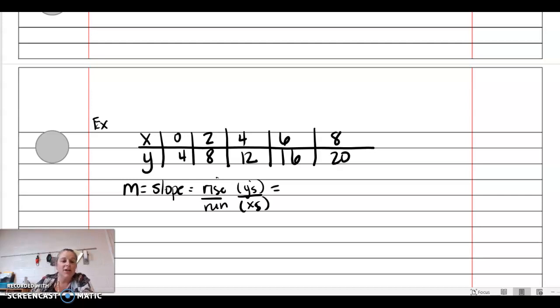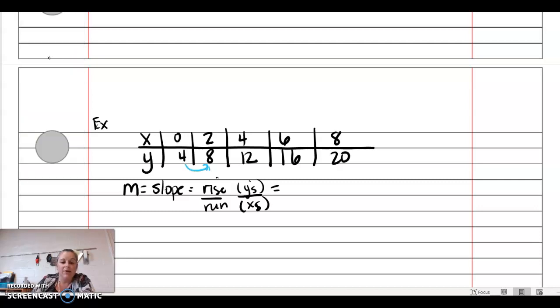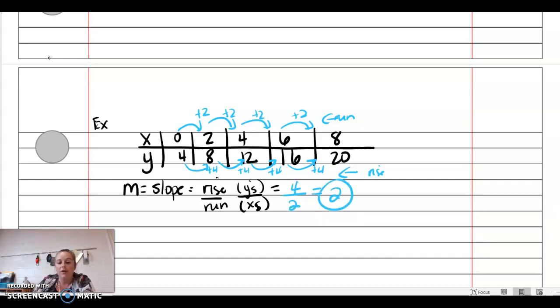So let's look at our change in y's. I'm going to bring up my blue color again. From 4 to 8, looks like we went up 4. 8 to 12, we went up 4. 12 to 16, we went up 4. 16 to 20, we went up 4. X's, these are your rises, went up 2 every time. These are your runs. So we went up 4 over 2, which gives me a slope of 2.